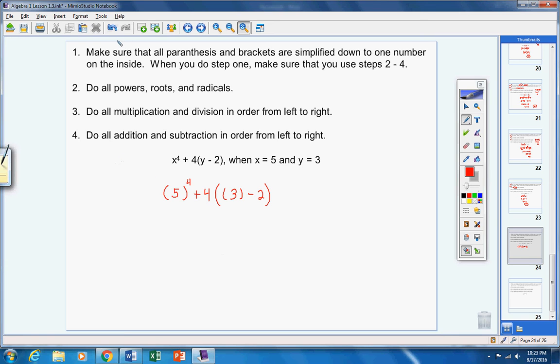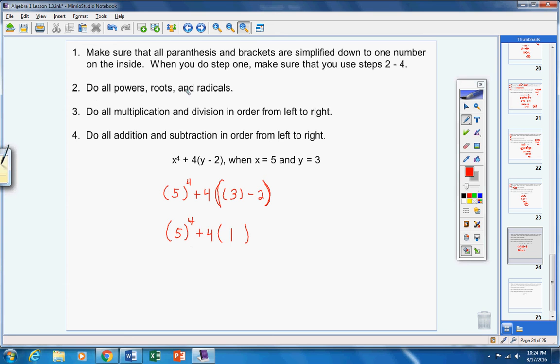So step 1 says to make sure all parentheses and brackets are down to one number, okay? This parentheses here has one number, we're good. But this one does not. See that? This one does. But this parentheses here does not have one number. So I'm going to bring down my 5. Bring down my plus 4. Then put a parentheses, and now let's work. We can do this in our head. 3 minus 2 is 1. There we go. Now, all of my parentheses and brackets have one number on the inside.